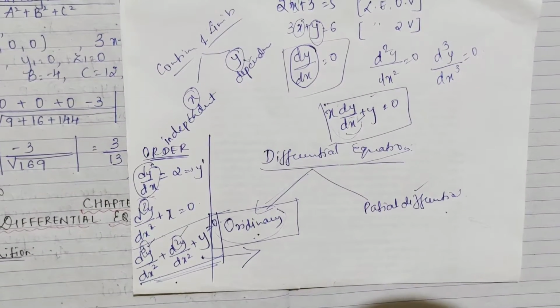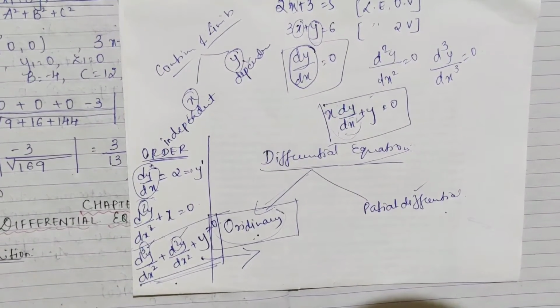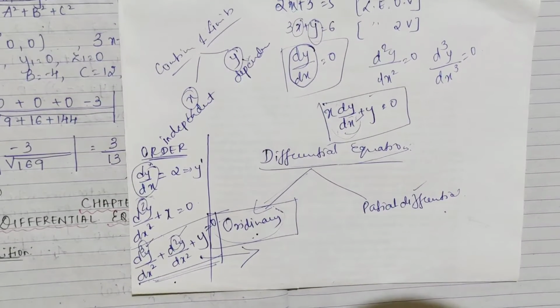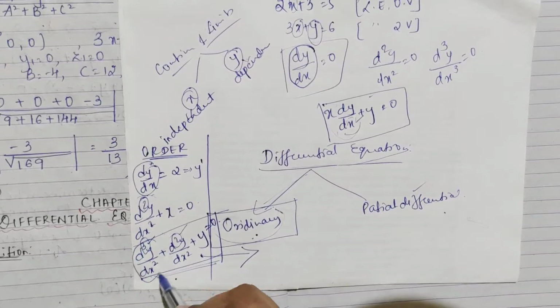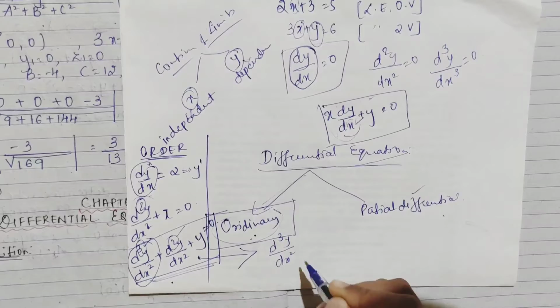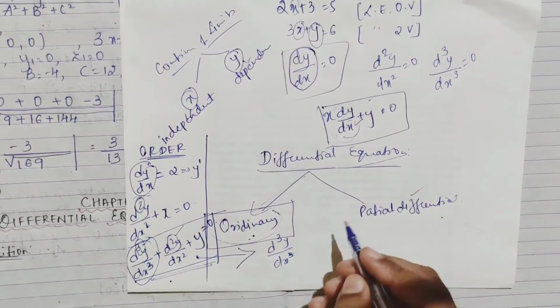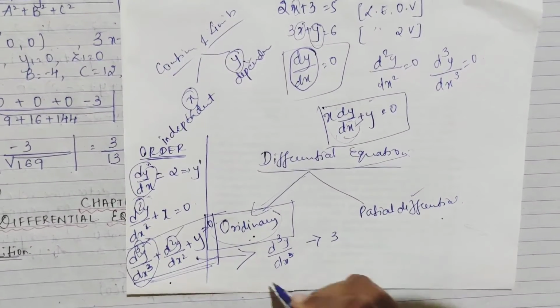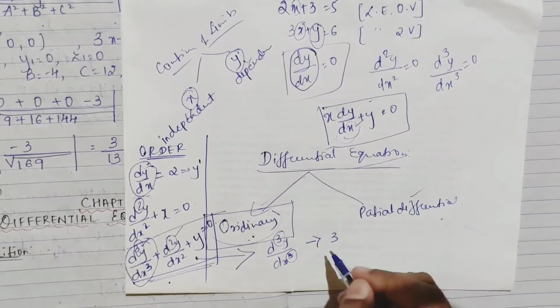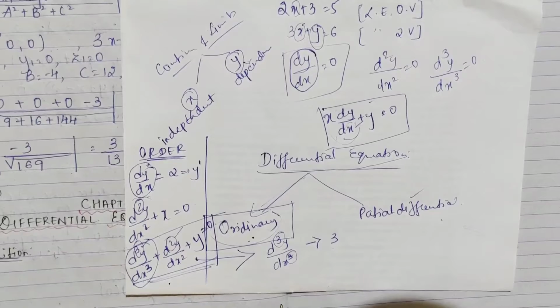To find the order, first you have to check the highest order derivative of the dependent variable. In this, the highest order is which? d3, right? d cube y by dx cube. So its order is 3. Why? d cube y by dx cube. So its order is 3. Understood how you have to find the order?